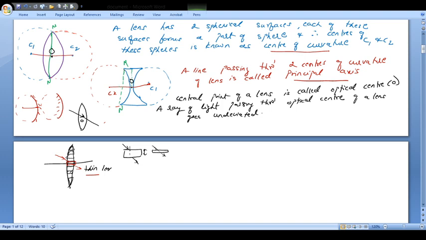So you will find that the effective diameter of the circular outline of a spherical lens is called aperture. I will just draw it again. Okay, now let's see what is aperture.